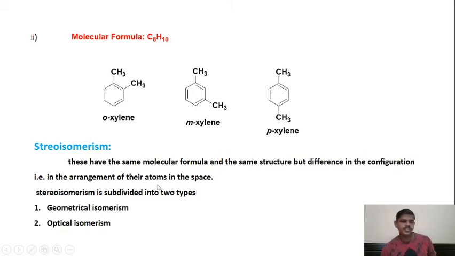Okay, so here we need a bit of imagination to understand stereoisomerism. Stereoisomerism is again divided into two types: one is geometrical isomerism and the second is optical isomerism. Don't get bothered about this. As we move ahead, we are going to see stereoisomerism in detail, and you are going to understand it. So don't panic over here.